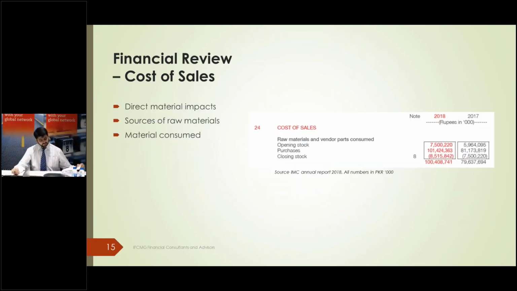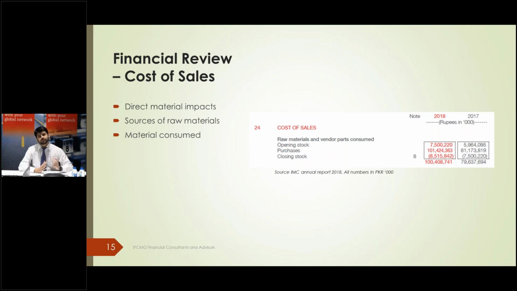So moving on, we have the cost of sales. The cost of sales of Indus Motor Company is primarily divided into three main areas. The first is raw materials, second is production or the manufacturing process, and the third is finished goods trading. So there are a lot of things that you need to consider while analyzing the cost of sales of a company.